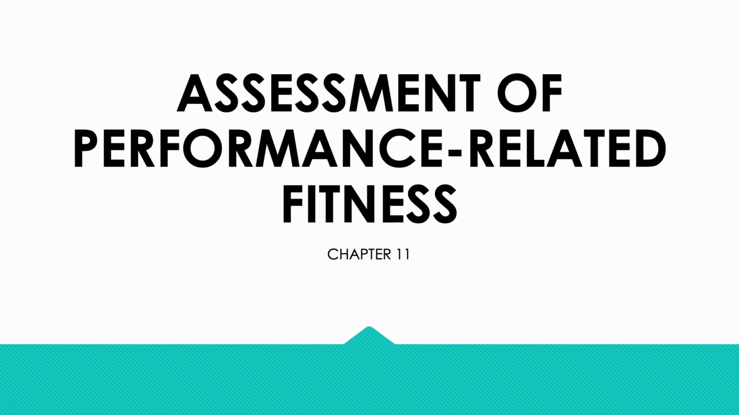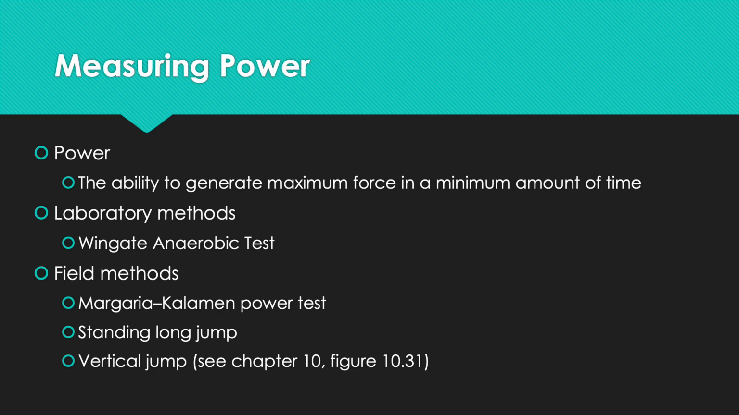In part 2 of chapter 11, we're going to talk about power, the functional movement screen, and some other considerations to take into account when you're selecting appropriate performance-related fitness tests. In part 1 of chapter 11, we talked about measuring agility and coordination. Now we're going to talk about measuring power.